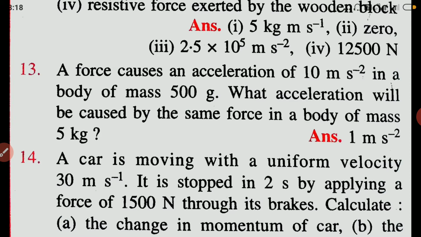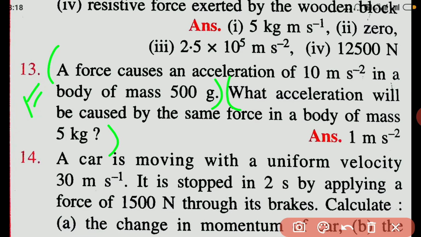What acceleration will be caused by the same force in a body of mass 5 kg? So, the question has two parts. One part is from here till here, and the other part is from here to here. From the first part, we are supposed to find the force, and the same force F is acting in the second part.